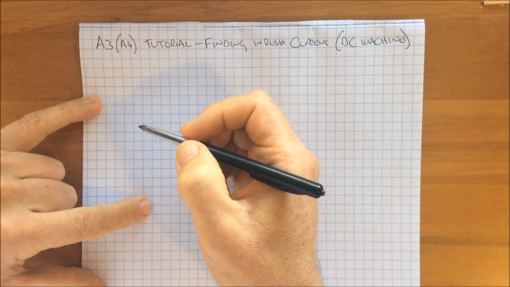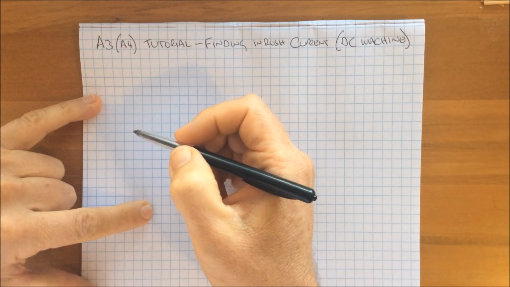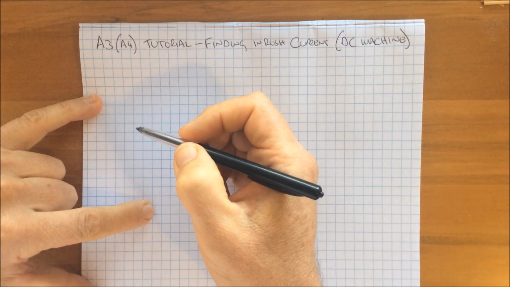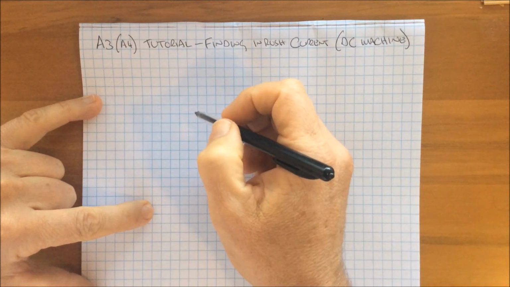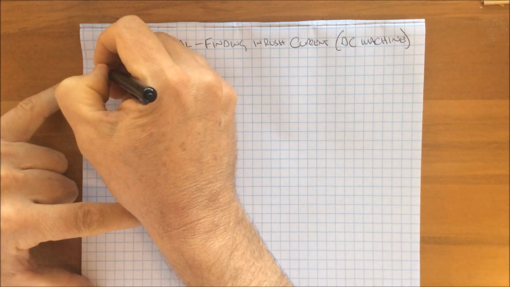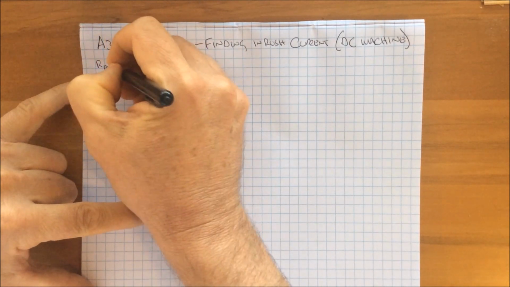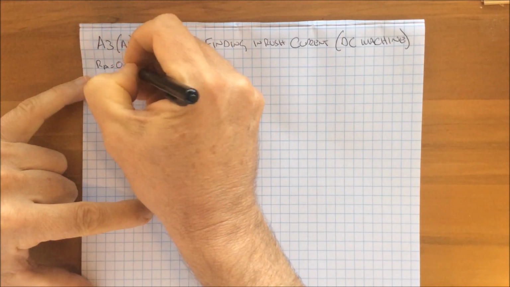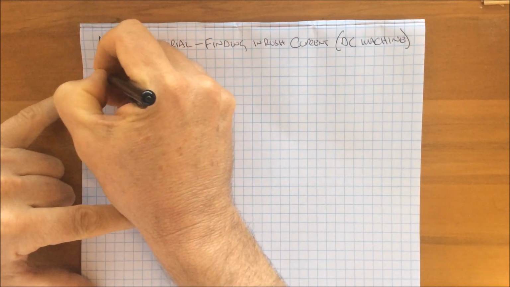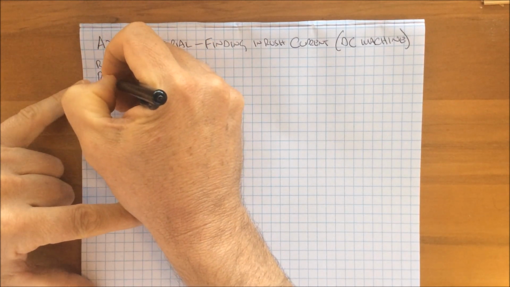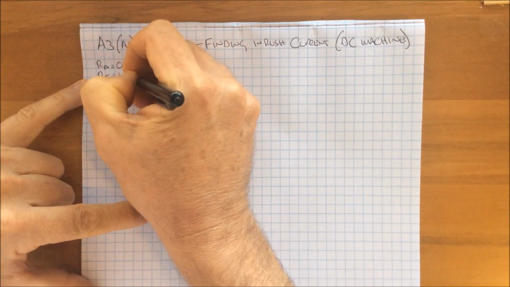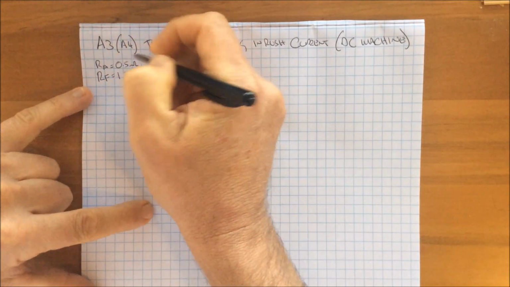The questions will often give you a lot of information, particularly if I'm setting the exam. I often give more information than necessary. So let's pretend we've got a question that says that the armature resistance is, say, 0.5 of an ohm. The field resistance is, let's say, 1.5 of an ohm.